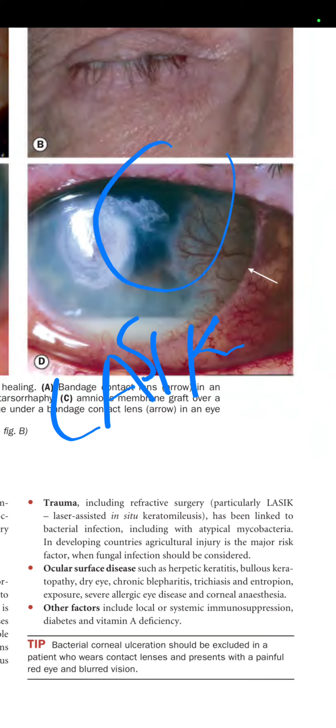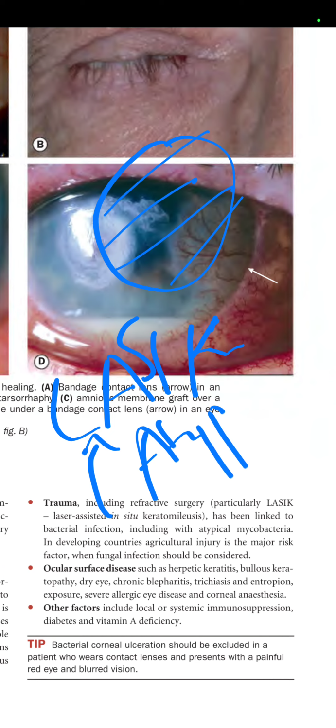So anything which causes trauma to the epithelium can cause bacterial keratitis. So LASIK is also a risk factor, including with atypical mycobacteria. So LASIK is associated with atypical mycobacteria.